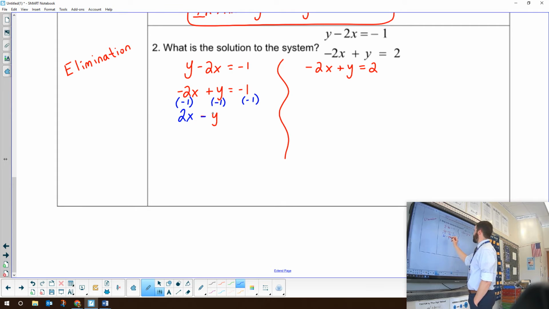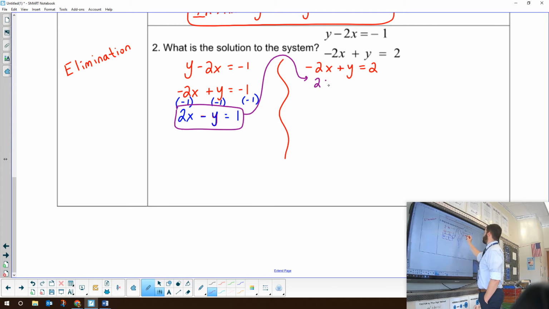So positive 2x, negative y, and positive 1. And then now what I can do is I can take this whole equation and write it underneath here. I can write negative 2x minus y equals 1, and I can add these together. Negative 2x plus 2x, hey, that's nothing. That's 0. Y plus negative y, that's nothing. So all I have left here on the left side is 0.